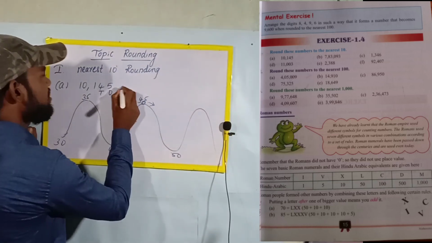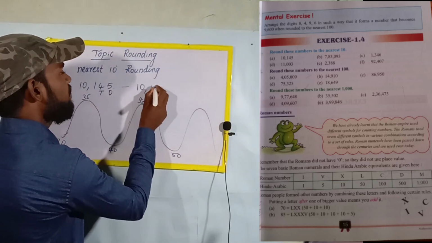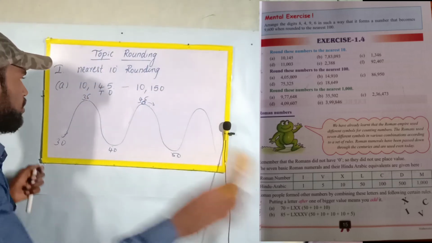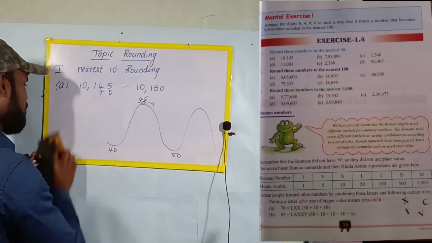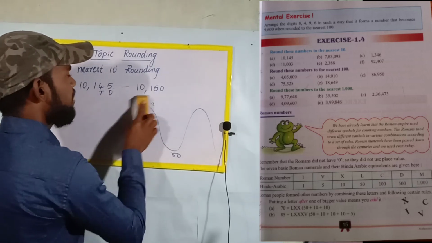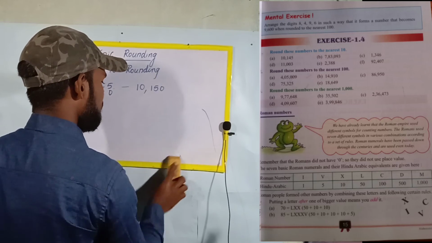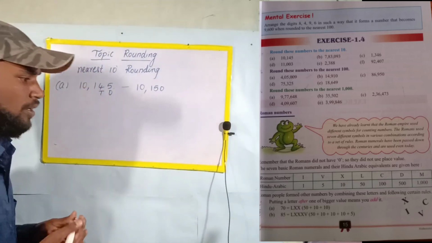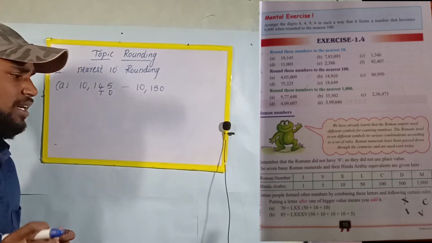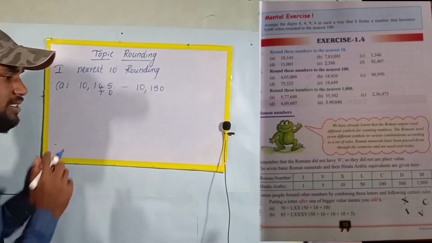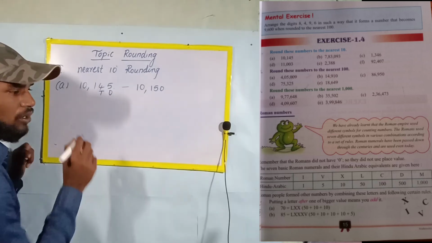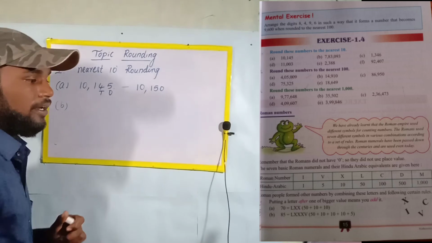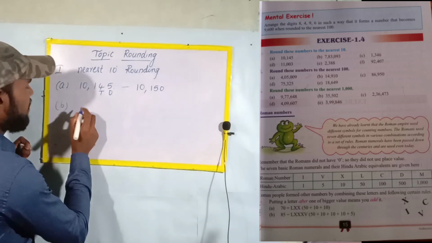Now our answer is 10,150. Everyone clear? 10,150 is our answer. So you have to draw a diagram like this and imagine. This is an example I have given. Sorry, this is the first bit. One more problem I am going to explain. Now what is the second bit? B bit is given.